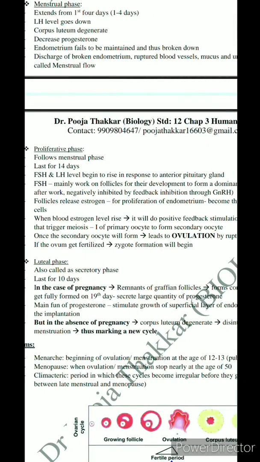FSH mainly works on the follicles for their development to form the predominant follicle, which will then be considered as the Graafian follicle. After the formation of the Graafian follicle, the FSH level is negatively inhibited by feedback inhibition using GnRH. Now the follicle releases estrogen.